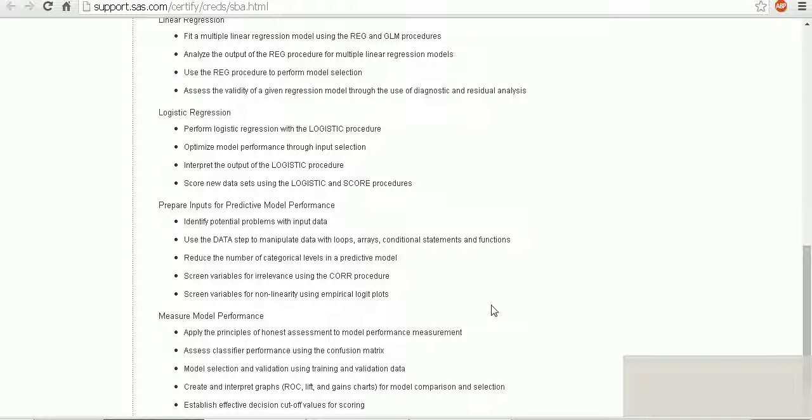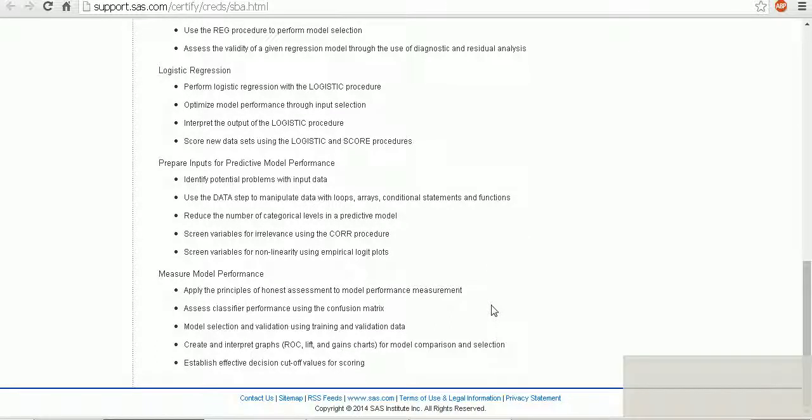Then for the model performance, we have to look at various classification, and we have to separate data into training and validation data. So most of the time we build our analysis on the training data, and then we use the validation data. And then again we need to interpret different types of charts. This can be linked to the charts that we get in MATLAB. And finally, deciding a cutoff value of scoring.